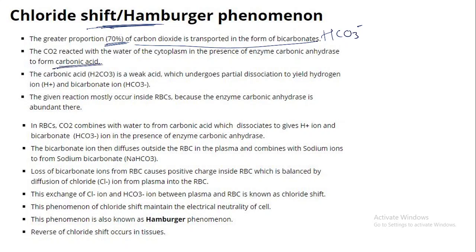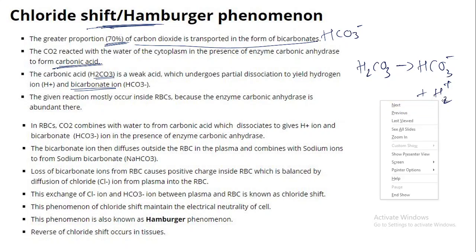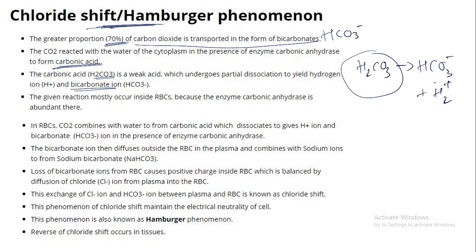The carbonic acid H2CO3 is a weak acid which undergoes partial dissociation to yield hydrogen ion and bicarbonate ion. So H2CO3 will split to form HCO3 minus plus H plus. This is the reaction. It is a weak acid, so it quickly shifts to its split form, and most of it, 70% of CO2, travels in this form.